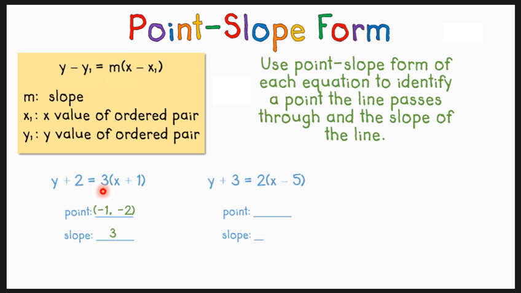In the equation y plus 3 equals 2 times the quantity x minus 5, our x value is 5. And our y value, if we have y plus 3, it's the same as y minus negative 3, so our y value is negative 3. And our slope is 2. In the equation y minus 7 equals negative 5/2 times the quantity x minus 6, the x value of our ordered pair is 6, our y value is 7, and we have a slope of negative 5/2.